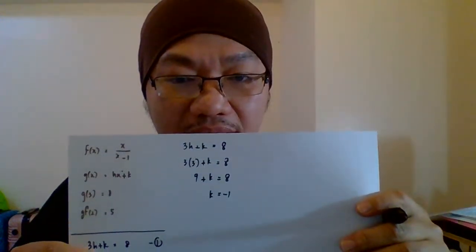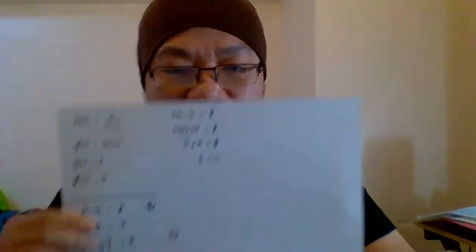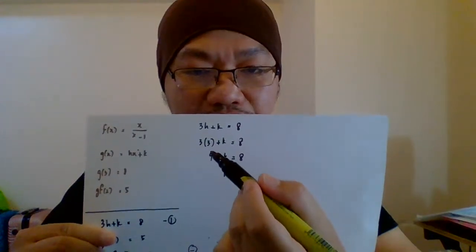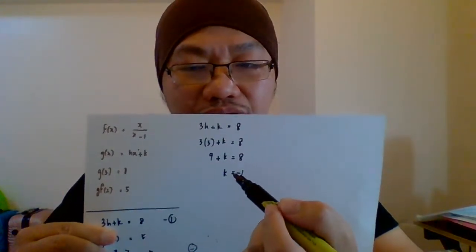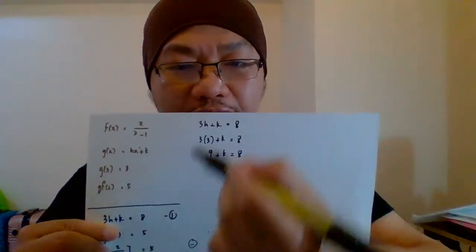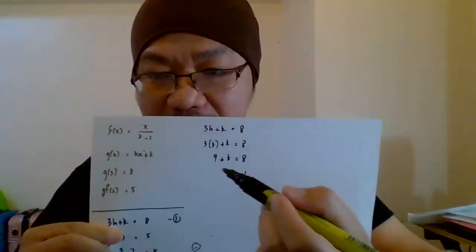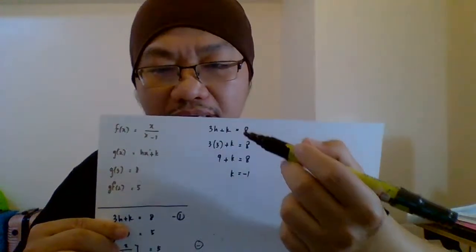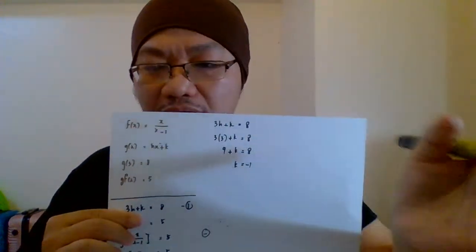We want to find K. H we already obtained from the previous calculation. Now substitute H equals 3, then we solve the problem, and K equals -1. Please double check the answer. I don't have the answer, okay? I repeat again, I don't have the answer. Please double check. If I do make a miscalculation or whatever, please remind me, okay? All right, that is number 2A.